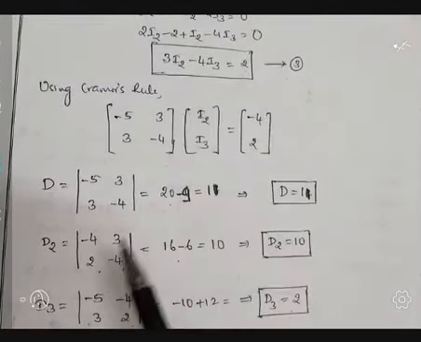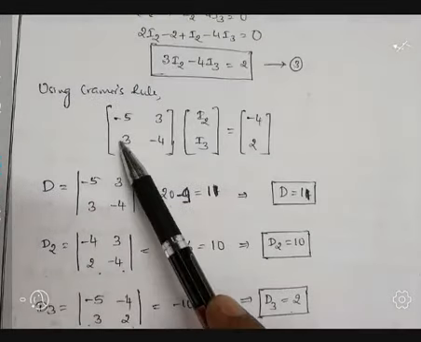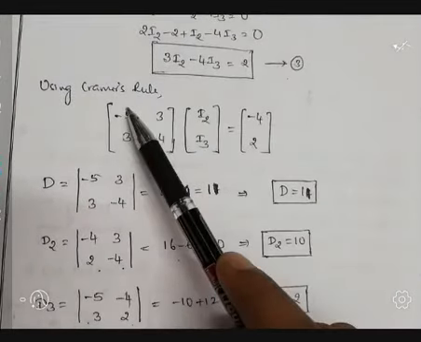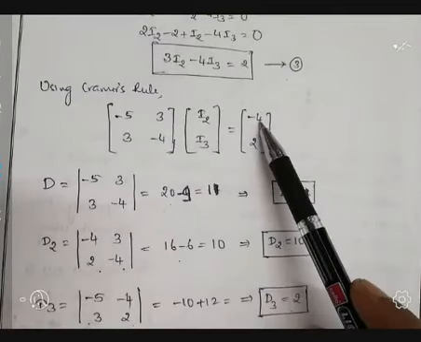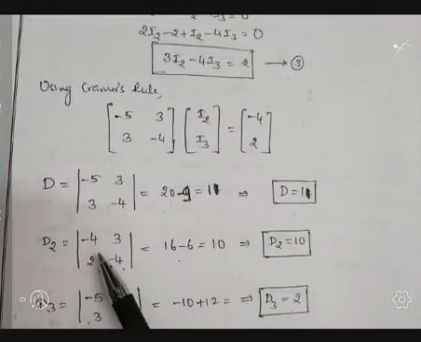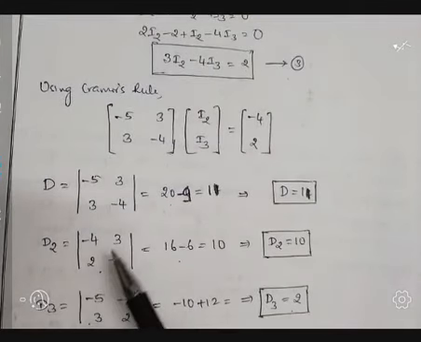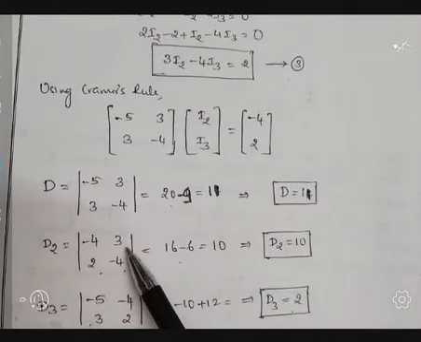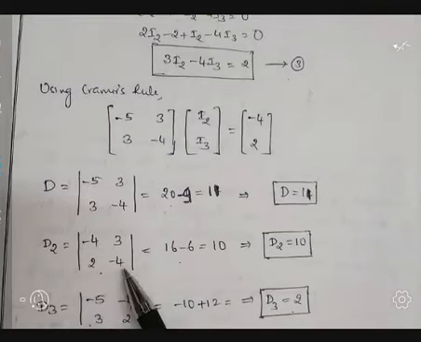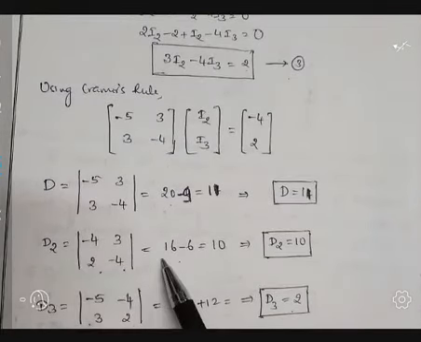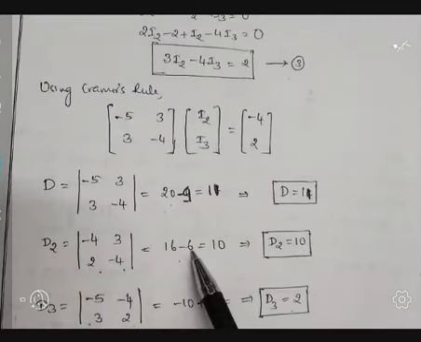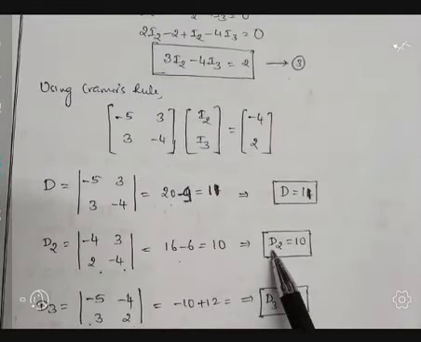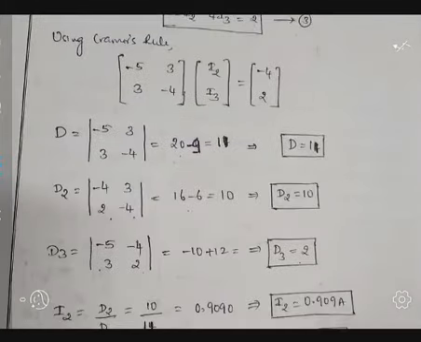Hence, D2 we have to calculate. D2 means this column is replaced by the constant values. Constant values are what? Minus 4 and 2. This column is replaced by minus 4 and 2. The remaining column as it is, 3 and minus 4. Minus 4 into minus 4, minus into minus plus, 4 into 4, 16. Minus 3 into 2, 6. 16 minus 6 is 10. Hence, D2 is 10.